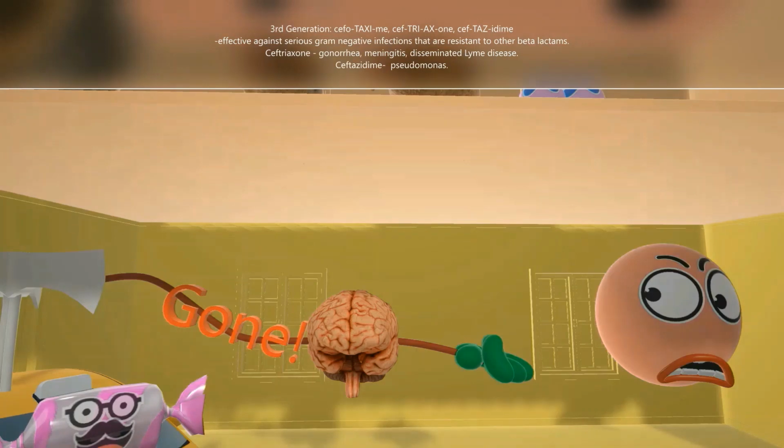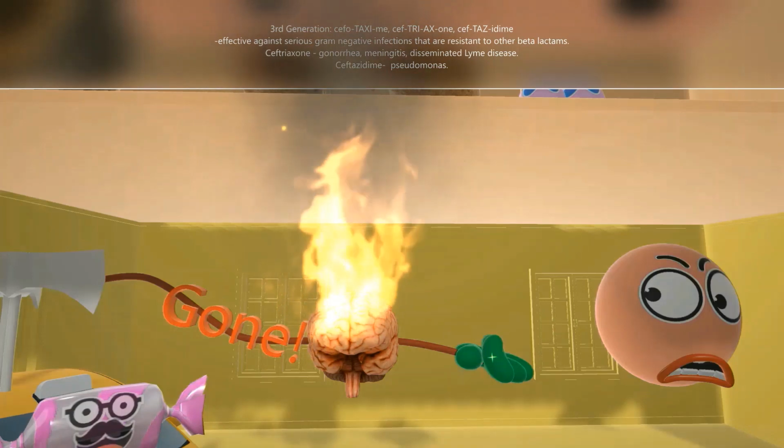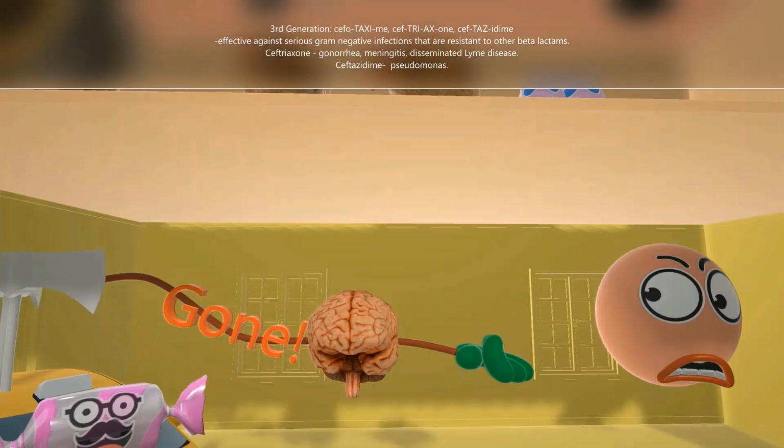Let's take a look at this string that's coming out of the ceftriaxone. This reminds us of three things which ceftriaxone is effective against. First, we see the GON, which reminds us of gonorrhea. We see the brain on fire for meningitis, and we see the lima beans for Lyme disease. Ceftriaxone is effective in treating meningitis and gonorrhea and disseminated Lyme disease caused by various microbes.